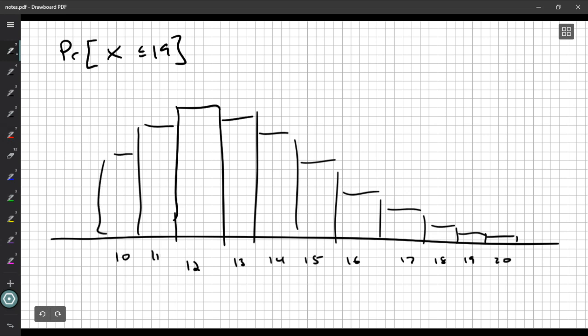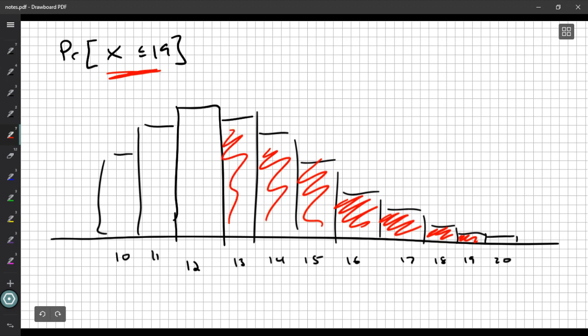So what would I shade? What represents this sort of probability? Any value of X that is 19 or less. So we're going to shade in all of these rectangles. All of them. Even the ones that are a little lower that we haven't even drawn. So we would just keep going.